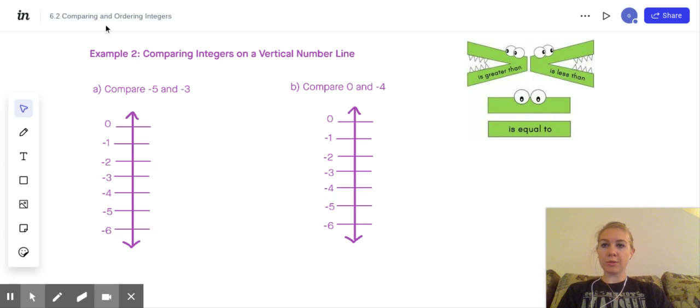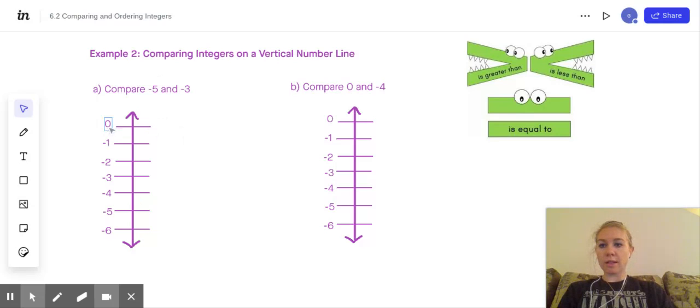All right, let's go over example 2, comparing integers on a vertical number line. And this is part of chapter 6, section 2, comparing and ordering integers. Now we're talking about vertical number lines. My vertical is up and down. You can think of it as a vertical means you're jumping. You know, what's your vertical? That would be how far you can jump off the ground. So our number lines are vertical, up and down.